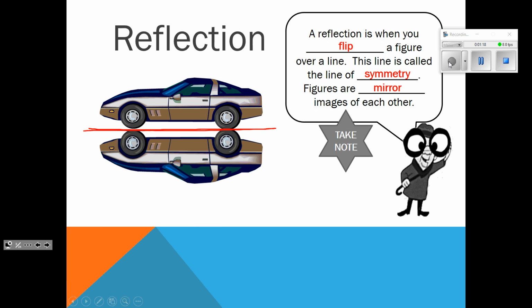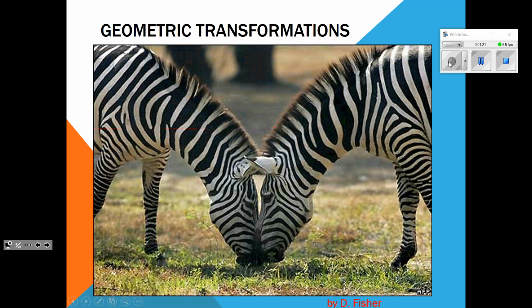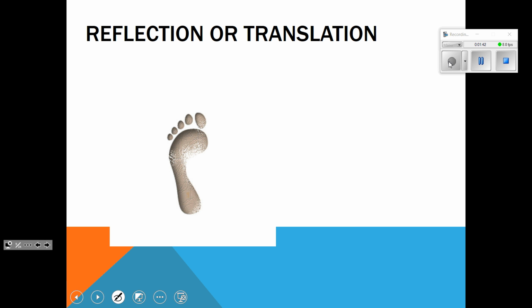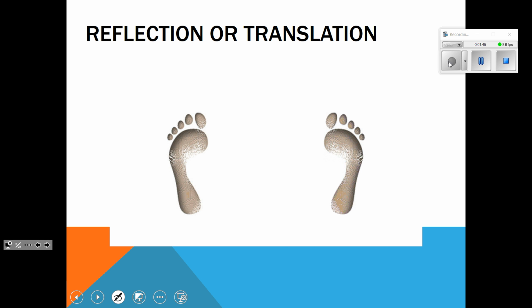It was flipped. So now we're going to look at some pictures from everyday, or maybe just some generated pictures, and decide whether you think that they are a translation, which is a slide, or a reflection, which is a flip. Here with the zebras, if I drew a line right here, they're mirror images of one another, so that is a reflection. With this footprint, you can see that it flipped because the big toe is right here and the big toe is right here, so that's not a slide. It flipped over a line of symmetry.